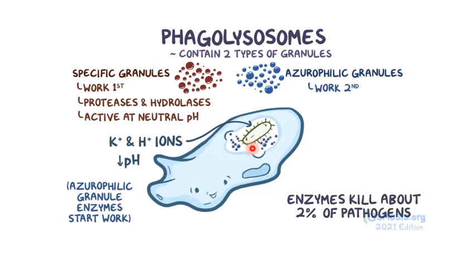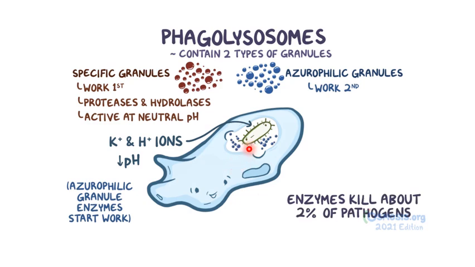So in this environment, you have certain proteins that can start killing your phagocytosed thing. But at a neutral pH, you only have very few proteins that can start acting. You have some proteases and some hydrolases that are useful at this neutral pH, but that's not enough to kill the pathogen.